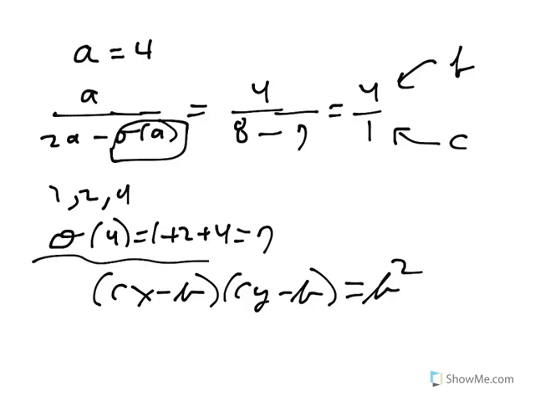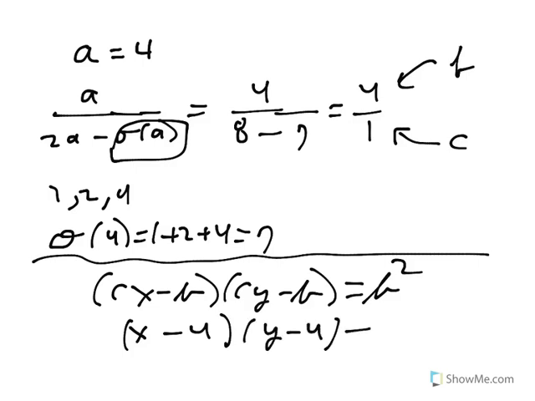And Euler figured out, I'm not doing a proof of it, but showing you what his process is. If I plug in the c and b, I get 1x, c is 1, 1x minus 4 times 1y minus 4 is equal to 16.